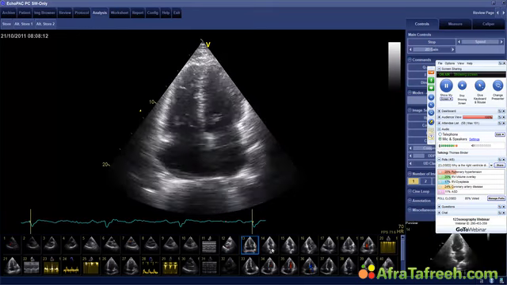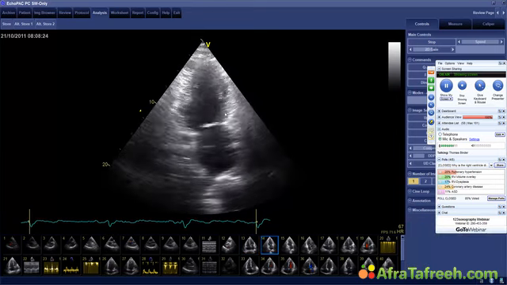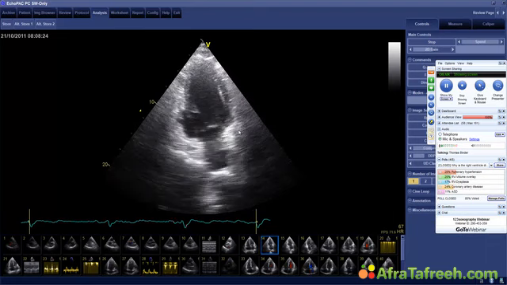But I want to show you something else which comes up in the next image. I think this image, the two-chamber view, is the clue to the problem. What do we see?